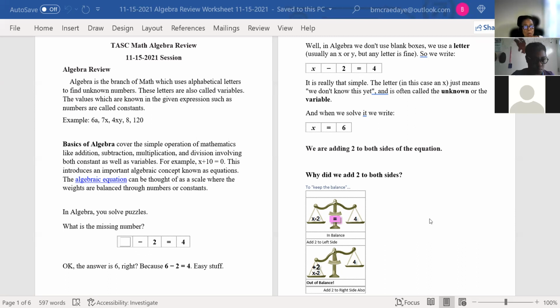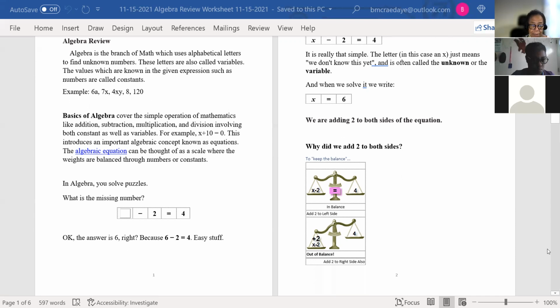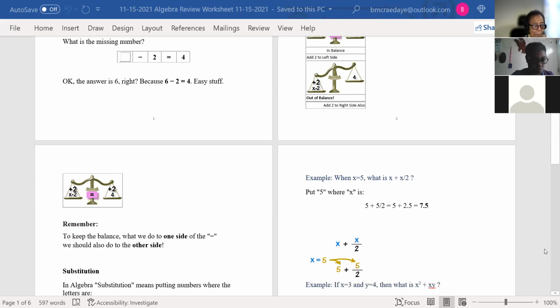Now, we always have to keep equations in balance. So you see here weights, right? A scale. So whatever you do on the left, and Vanessa is really famous for saying that, whatever I do on the left, I do on the right. And that's how you keep the equations in balance. So if you add 2 over on the left and you don't add on the right, you see it's not balanced, right? But if we do the same on the left, we add a 2 on the left, 2 on the right, now you see the equation is balanced, right?